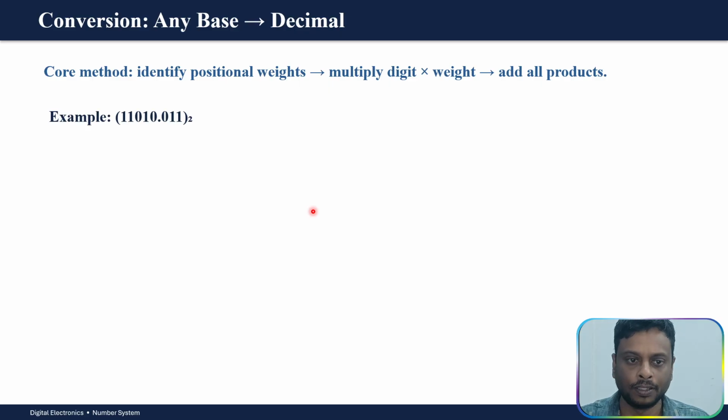Next, for example, this one is a binary number system. We need to find the equivalent decimal number, how it is converted into the decimal number system. First you have to identify the positional weights. In this case the base is 2, and each digit has some weight. You have to multiply that.